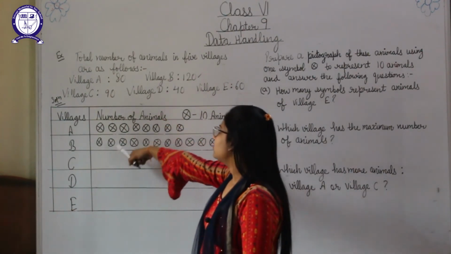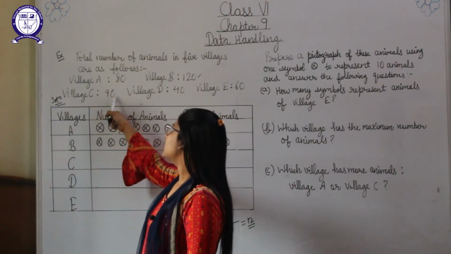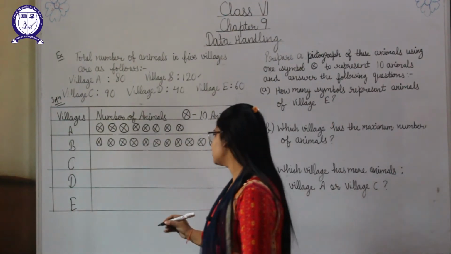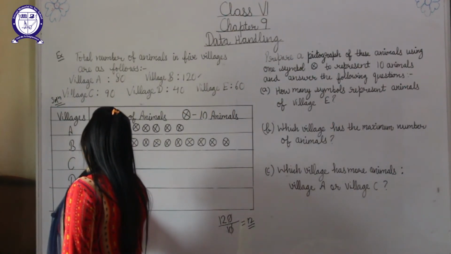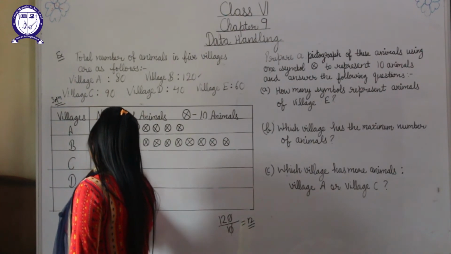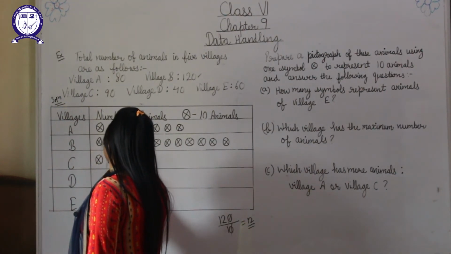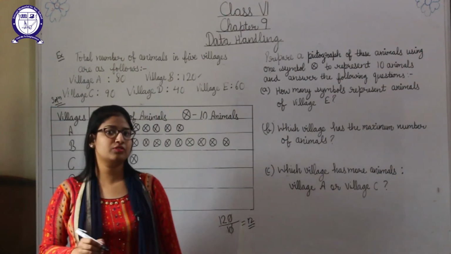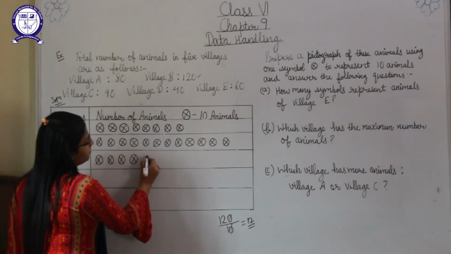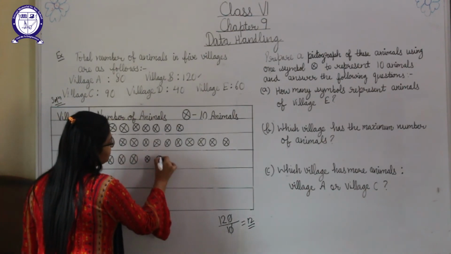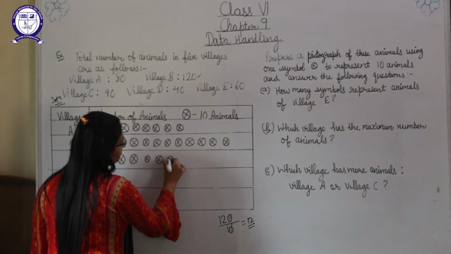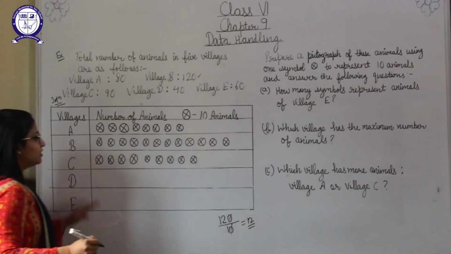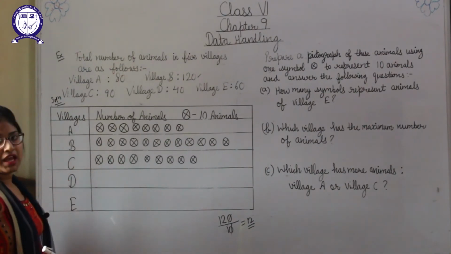Okay, now we have to draw for village C, and in village C there are 90 animals. So it's obvious we will make 9 symbols. Okay, so let's start drawing. One symbol for 10 animals, 2 for 20, 3 for 30, the fourth one for 40. Okay, we will keep on drawing like this. The fifth one is for 50, the sixth one for 60, the seventh one for 70, the eighth one for 80 and the ninth one is for 90. So 9 symbols will represent 90 animals.